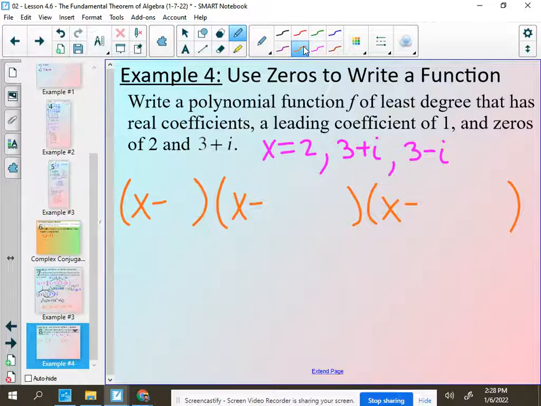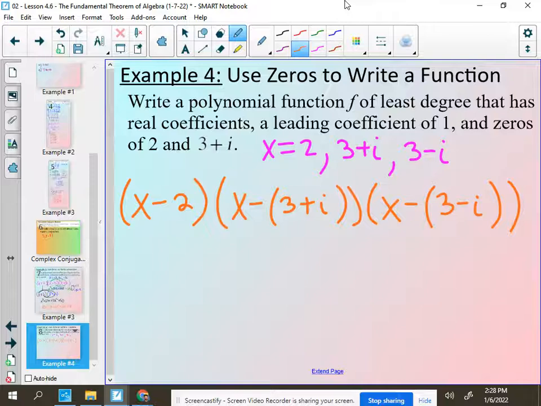Now this one, like before in 4.5, it can be a little bit more complex. If I'm plugging in each one of these zeros, this goes in here as x minus 2. Great, that's fine. Because there's a plus here, I always write it in another set of parentheses. So x minus (3 plus i), because technically that's the entire zero. And same thing over here, x minus (3 minus i).